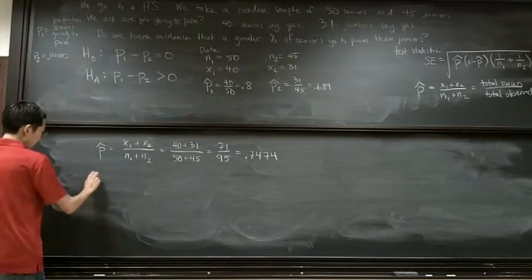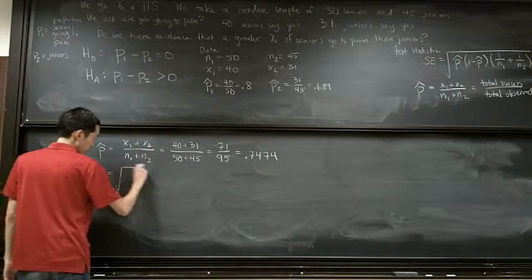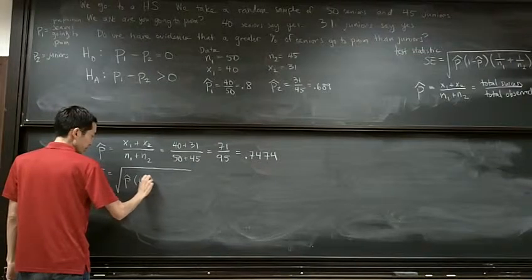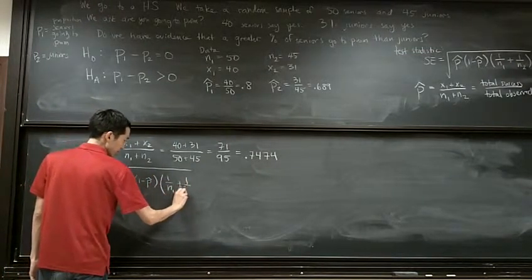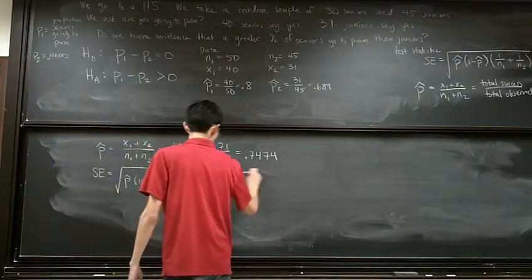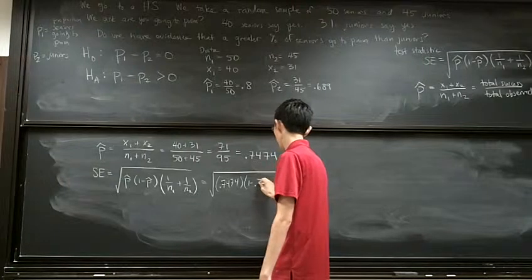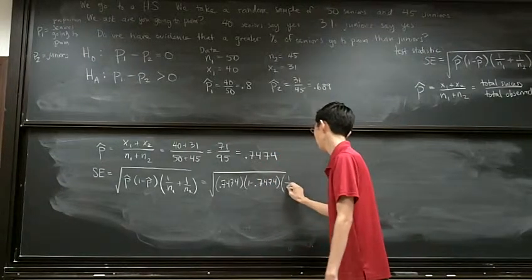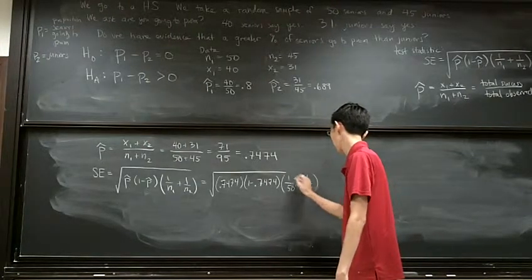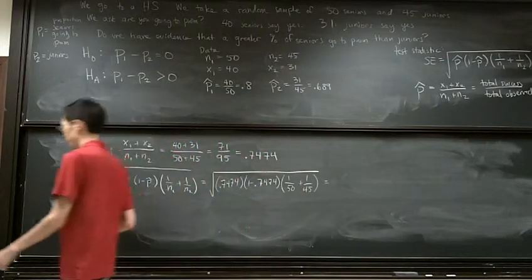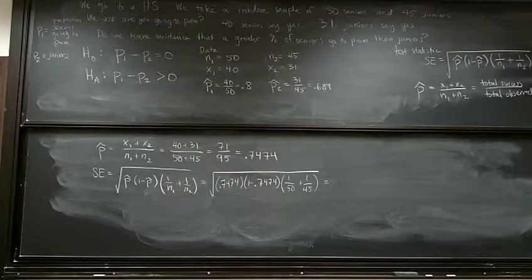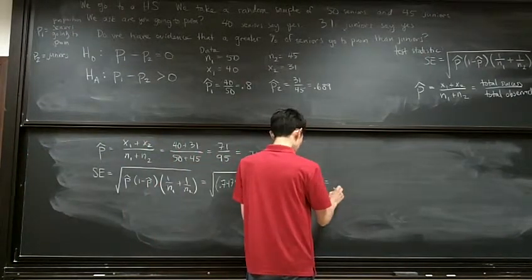And we're going to use this to get my standard error. Standard error is p hat times 1 minus p hat, times 1 over n1 plus 1 over n2. 0.7474 times 1 minus 0.7474 times 1 over 50 plus 1 over 45. So do I get 0.0893.